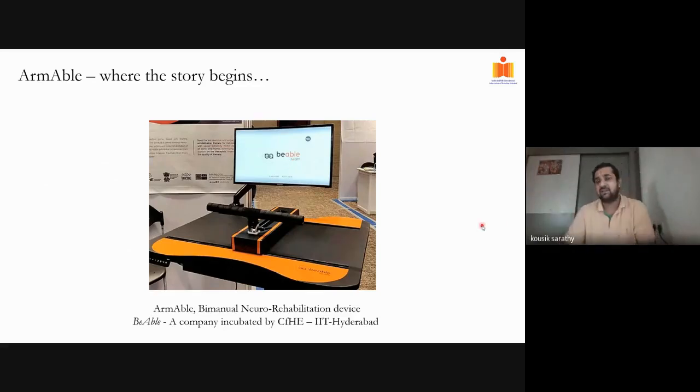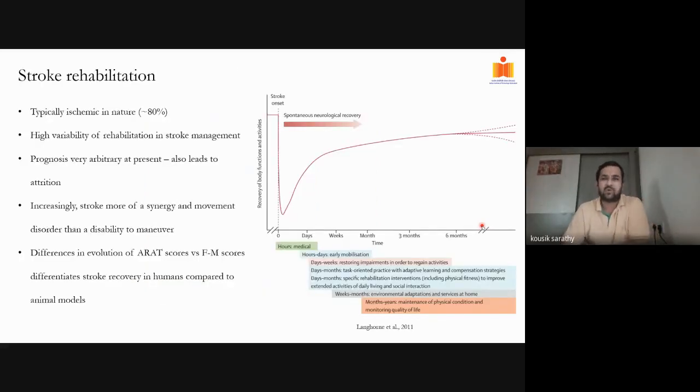There are several other ways of doing this. There is also VR. Several people have used it. I'm pretty sure it's also being used in IIT Madras. Stroke, to quickly run through, is typically ischemic in nature, and much of the recovery happens within the first few days. The earlier you start with the recovery, the better it is for the patient. So these are very well known.